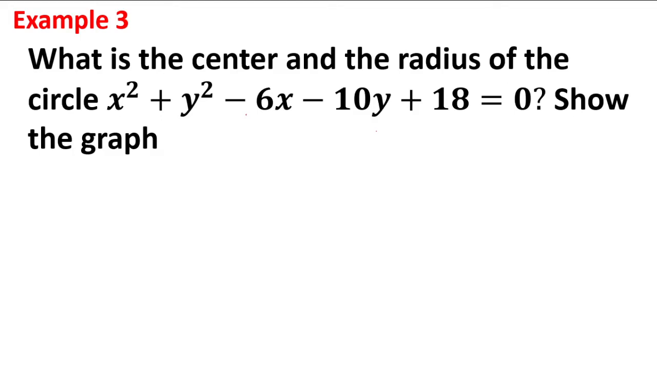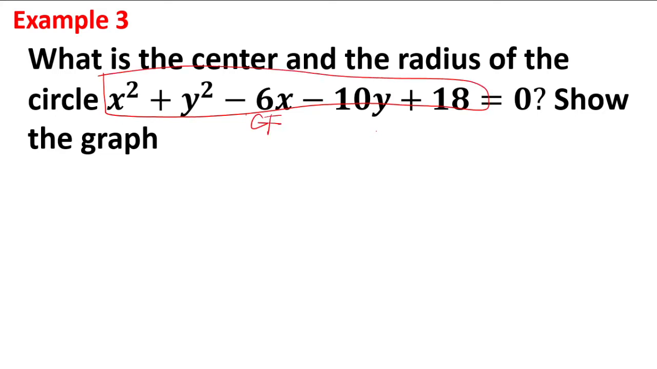So let's continue finding the center and the radius of a circle given an equation. Example number 3: what is the center and the radius of the circle x squared plus y squared minus 6x minus 10y plus 18 is equal to 0, and then show the graph. So nasa anong form ang ating equation? This equation is in its general form.